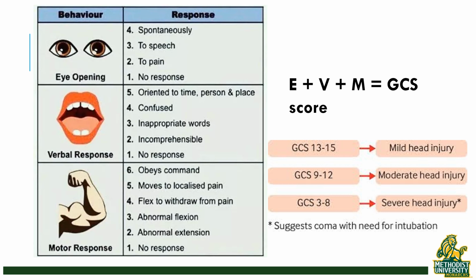So people with a head injury whose GCS is 13 to 15, we call that a mild head injury. If their GCS is 9 to 12, we call it a moderate head injury. And if their GCS is 3 to 8, we call it a severe head injury. And these are people who need to be intubated.